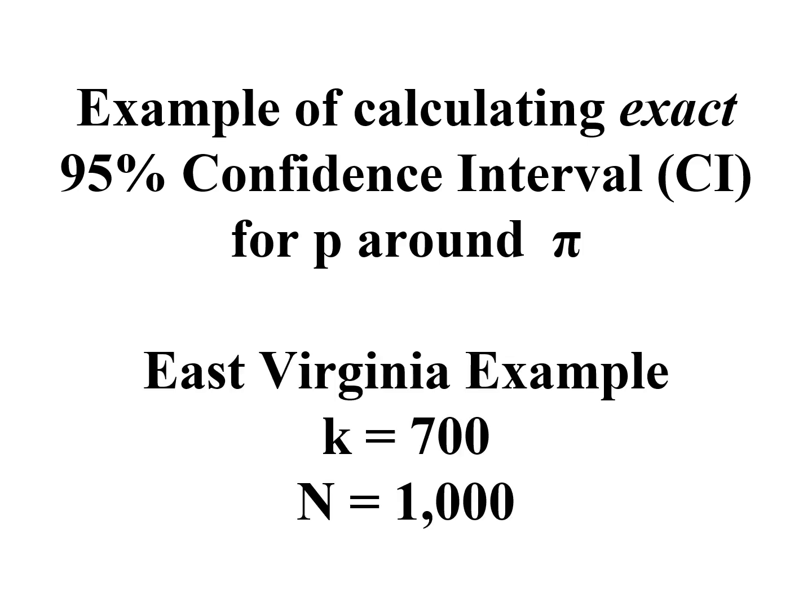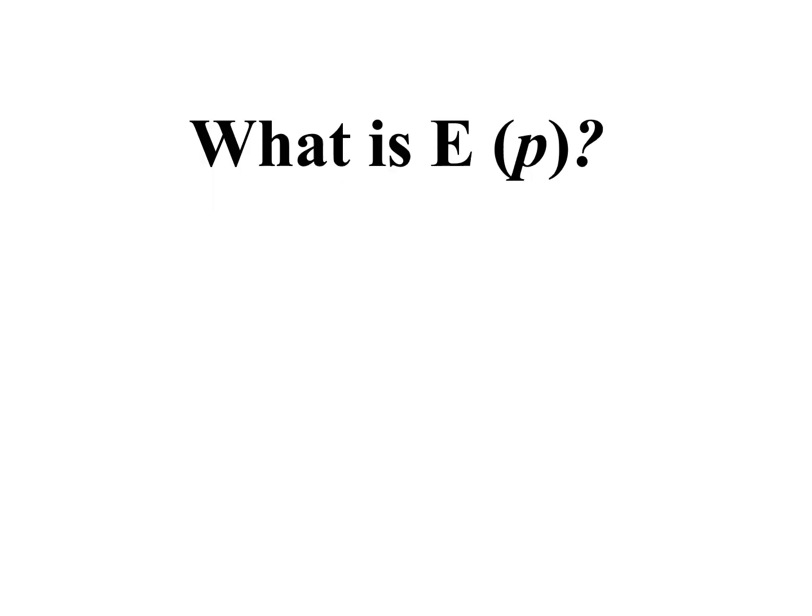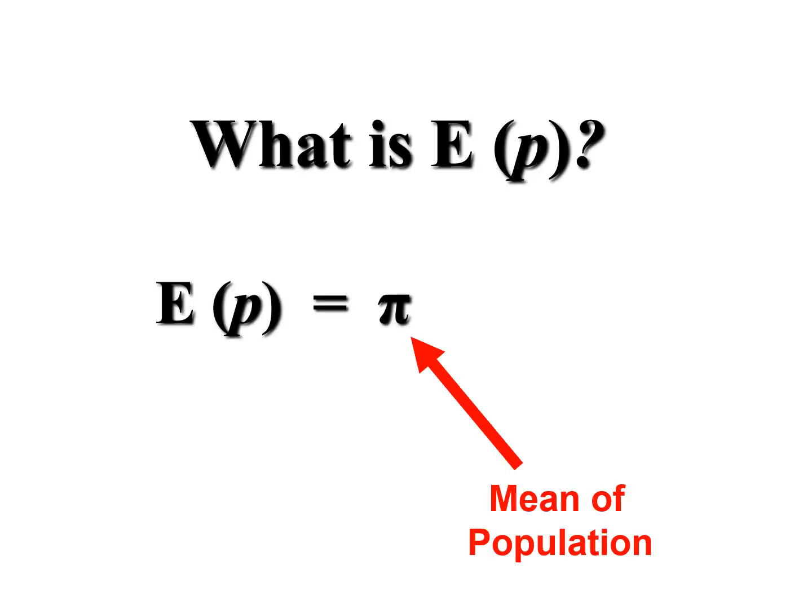So we're going to use the same example, but now we're going to do a precise confidence interval. And in order to have a precise confidence interval, we need 3 things. We need the expected value of p, we need the standard error, and we need the value of n. So what is the expected value of p? Well, the expected value of p is always going to be equal to pi. In other words, the proportion of individuals who plan to vote for green.